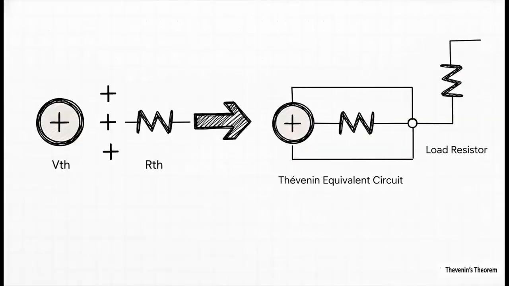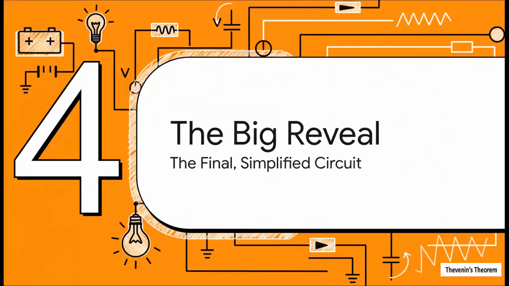And now for the final step, the best part. We take our two calculated values, VTH and RTH, and we draw our brand new Thevenin equivalent circuit. Then we can plug our original load resistor back in and easily solve for the current or voltage across it using simple Ohm's law. No more complicated loops. So after all that work, what do we have to show for it? Let's get to the big reveal and see the real payoff.